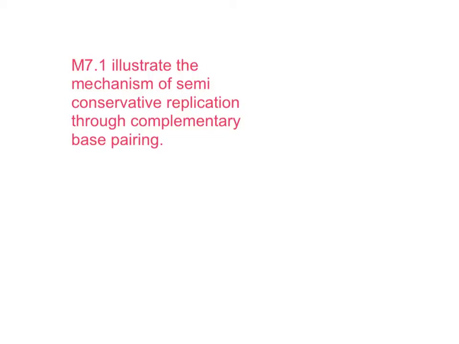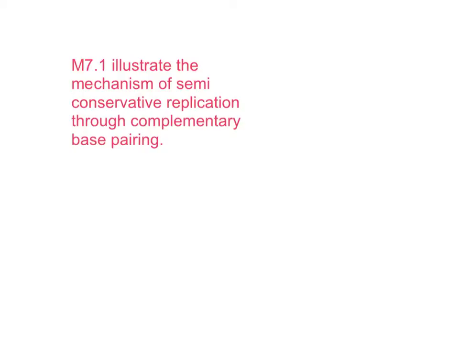G'day guys, welcome. This is M7.1, which is illustrating the mechanism of semi-conservative replication through complementary base pairing. So this is what you have to be able to do, illustrate. You might have to, in some cases in a question and exam, draw it, but most of the time you just have to be able to explain it or be able to answer a question with an understanding of how this mechanism is working.